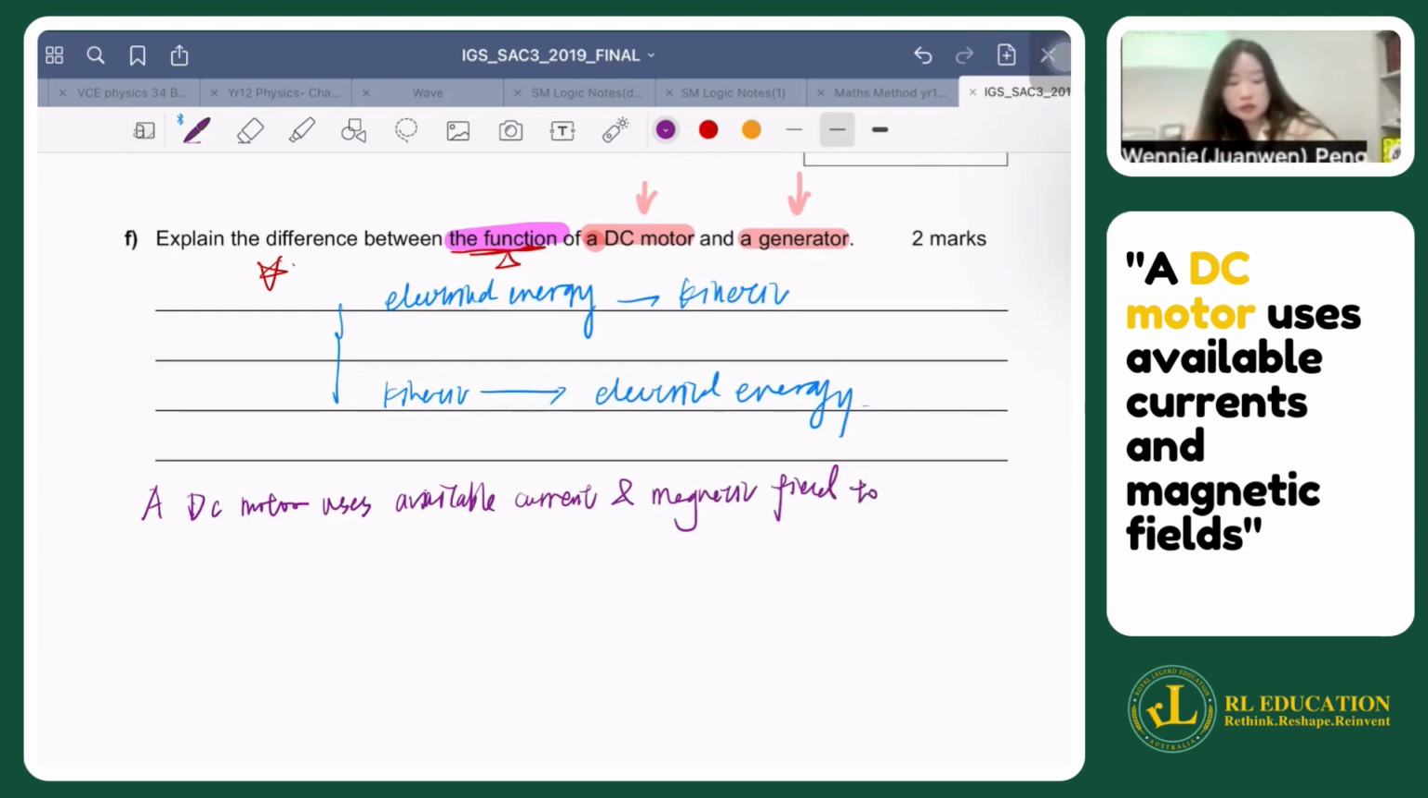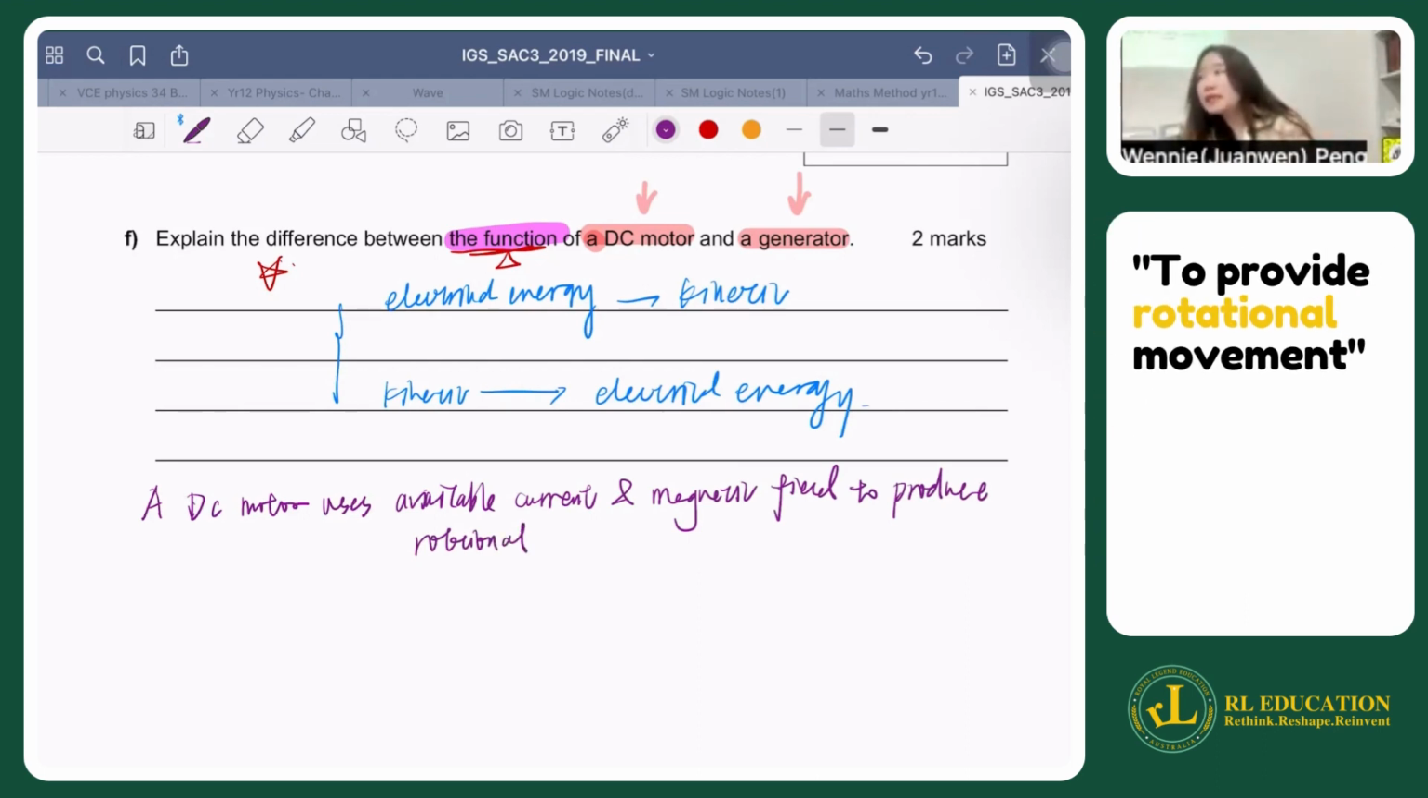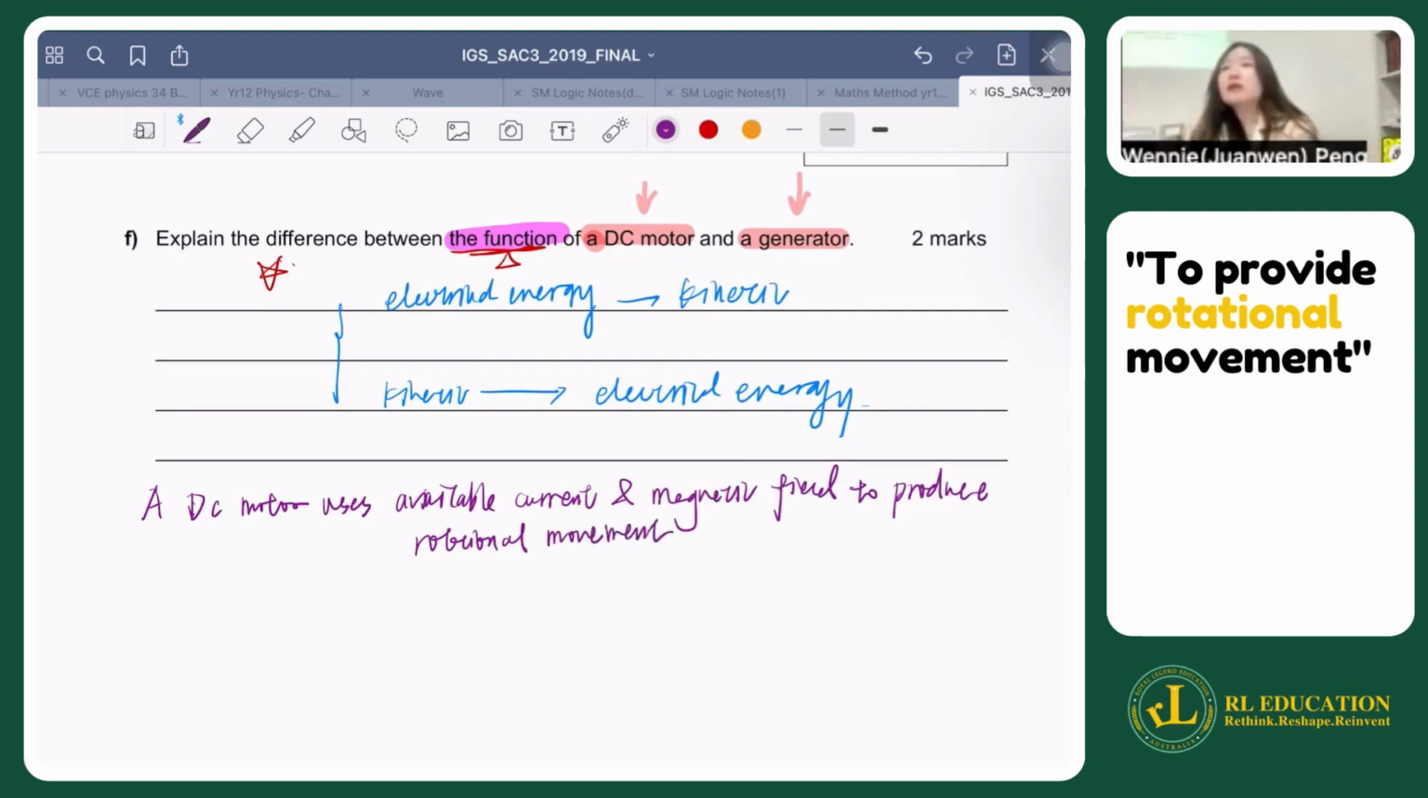And then to produce rotational movement, right? Because you have the current and the magnetic field, and then you say, okay, due to my right hand slap rule, I can then have the force. That's why it produces rotational movement. There's something related with DC. It's not always a DC motor, but it is the function related with a motor.